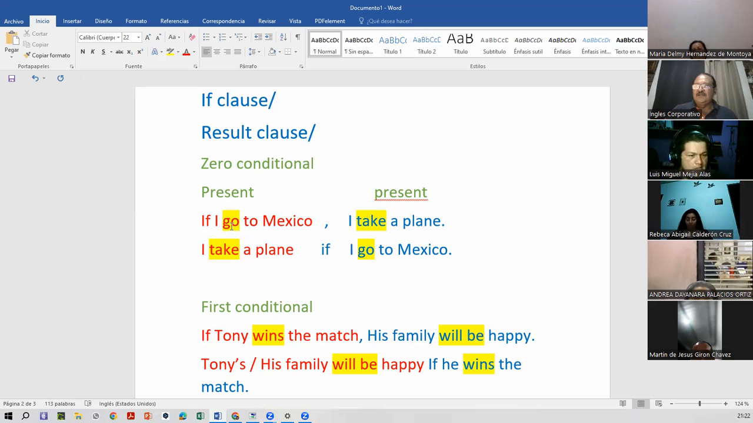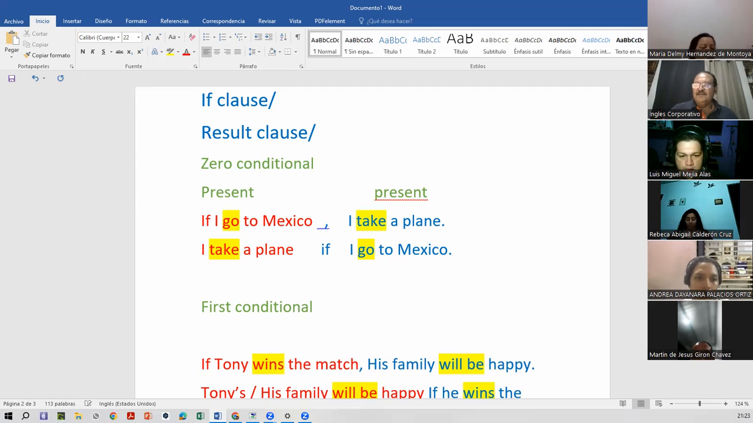Okay, so like this one. If I go to Mexico, I take a plane. If I go to Mexico, I drive. So then it's maybe 2 days. And in the other one, I use, now you can tell me. Future. The first one? Auxiliary will. Future. In the first one, present.